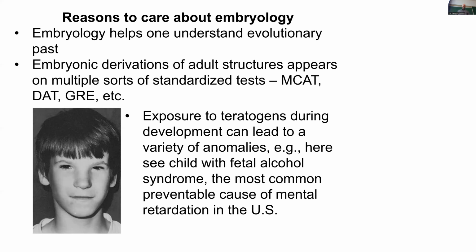Furthermore, the last point here is that exposure to something called teratogens during development can lead to a variety of anomalies in adults and children. So for example, fetal alcohol syndrome is the most common form of this in the US. And so by understanding how our bodies develop early, we can understand how that might affect the body later in life.